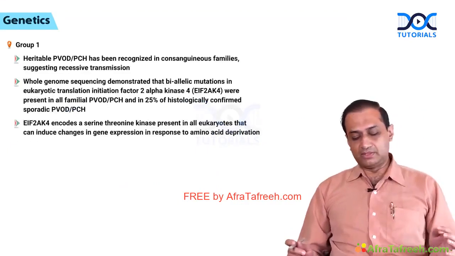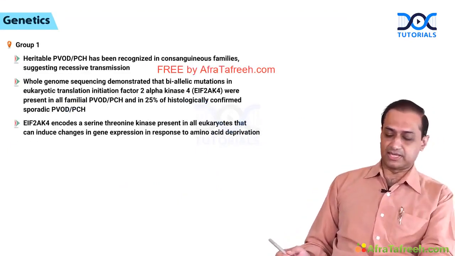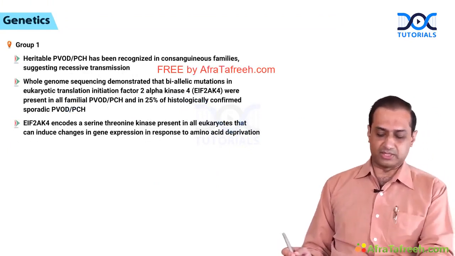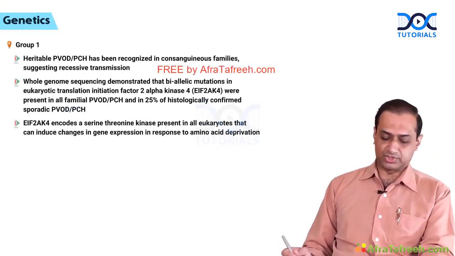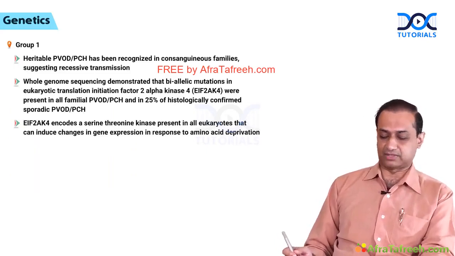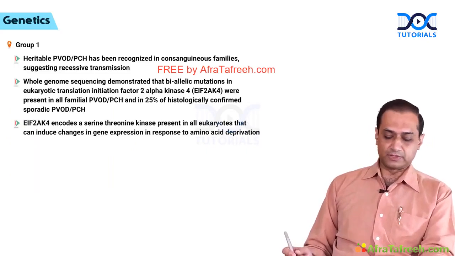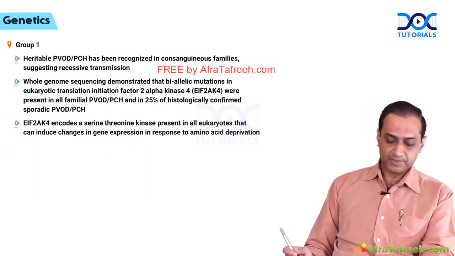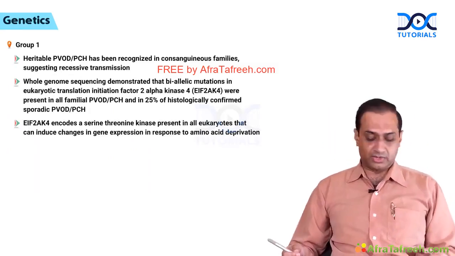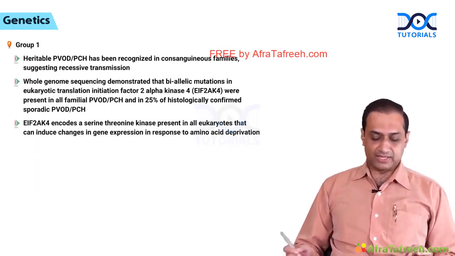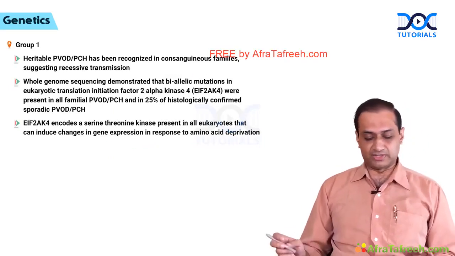The hereditary PVOD and PCH have been recognized in consanguineous families, suggesting recessive transmission. Whole genome sequencing demonstrated the biallelic mutation of eukaryotic translation initiation factor 2 alpha kinase 4, which is present in all familial PVOD and PCH and in 25% of histologically confirmed sporadic cases also. So, this encodes a serine threonine kinase present in all eukaryotes that can induce changes in gene expression in response to amino acid deprivation.